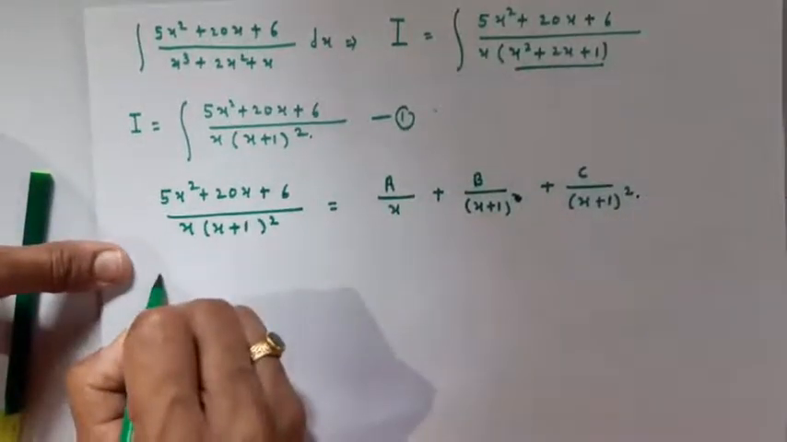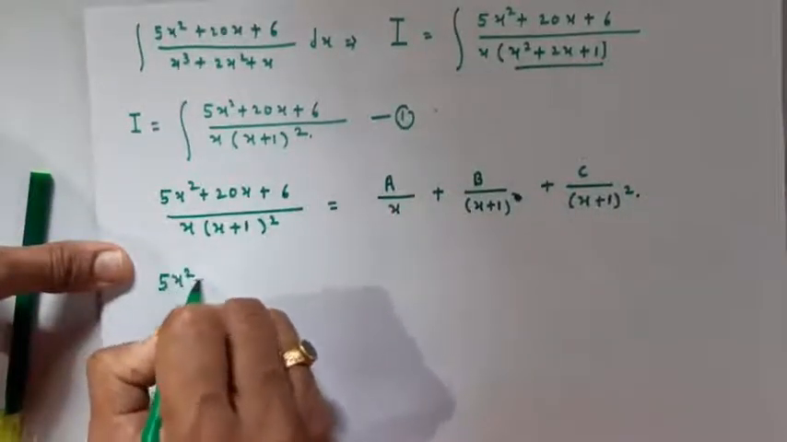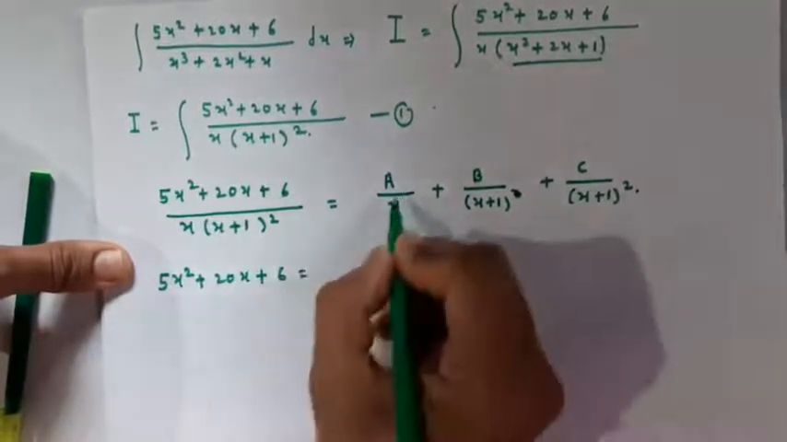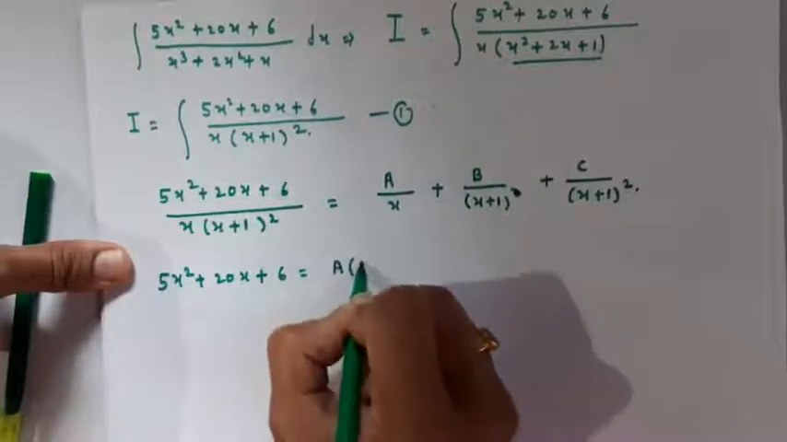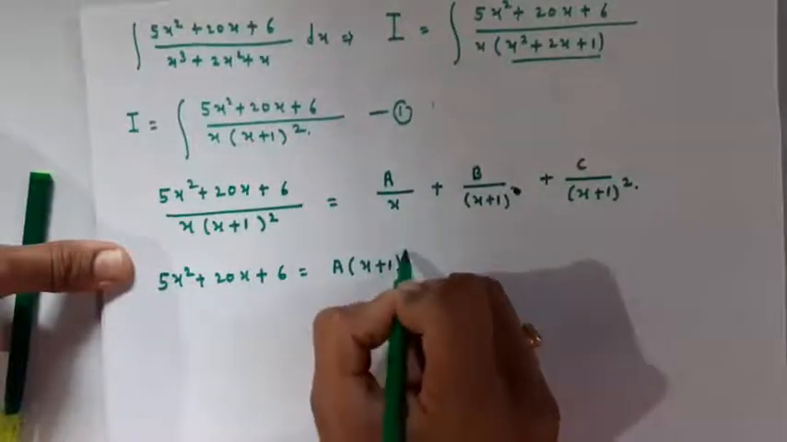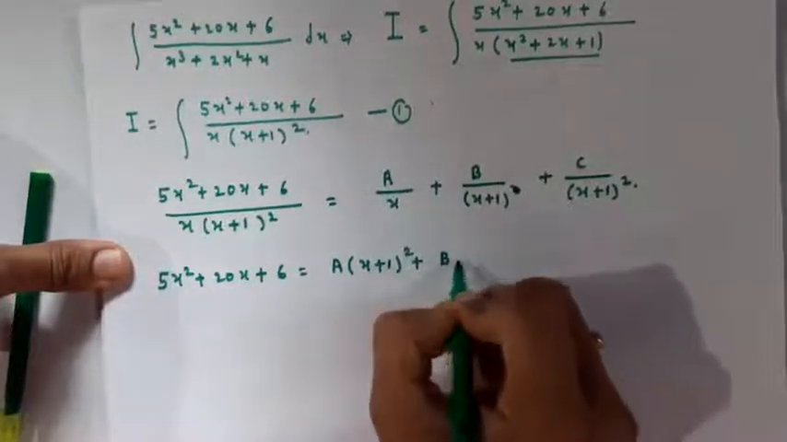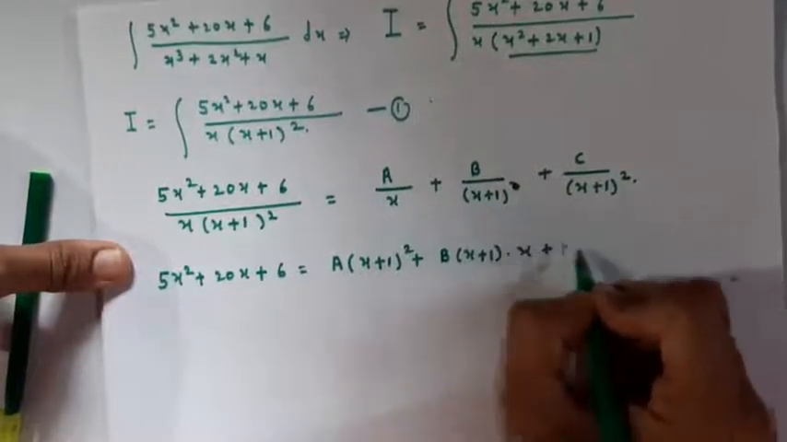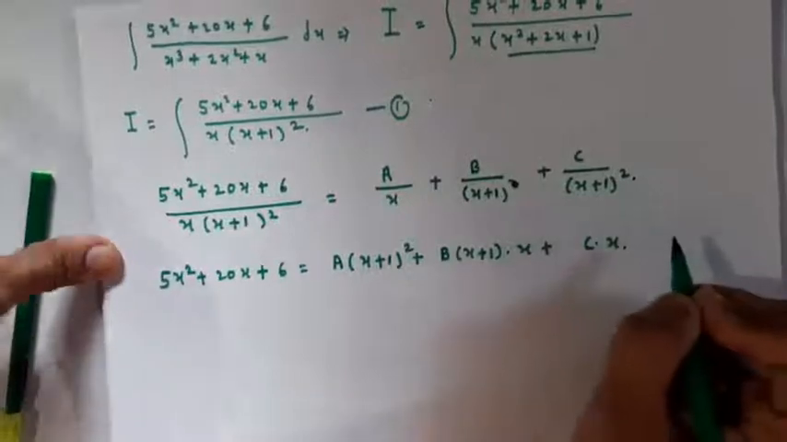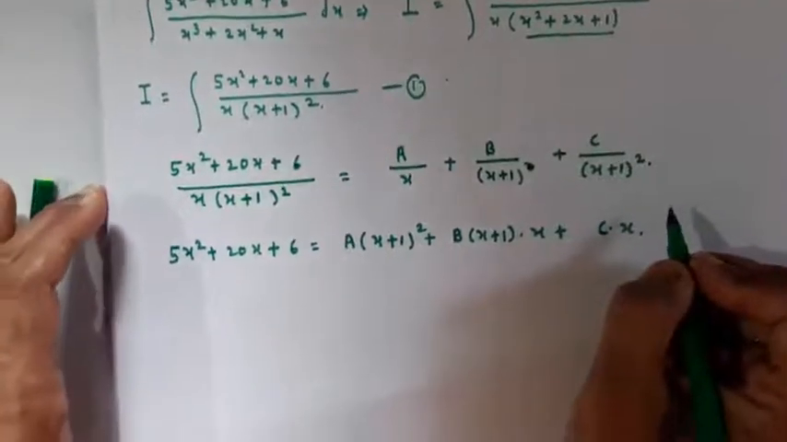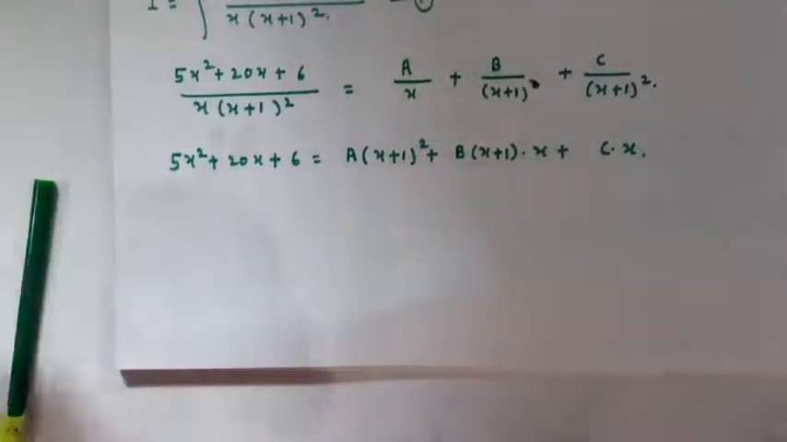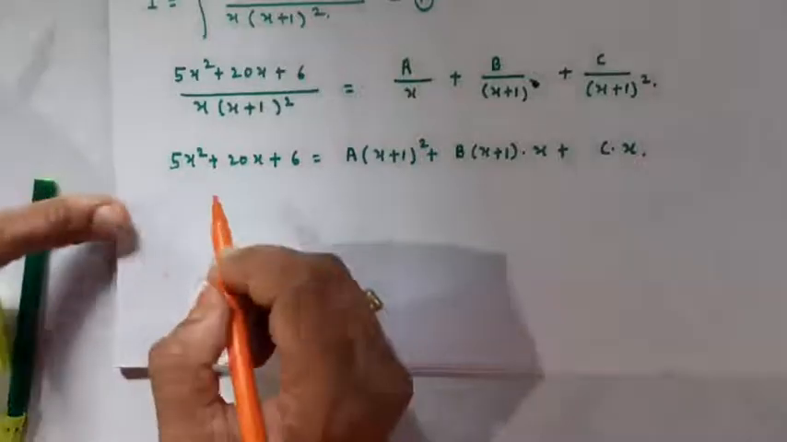Now by taking the LCM of the denominators, we can write this as a into x plus 1 whole square plus b into x plus 1 into x plus c into x. In this way we will solve. Now by taking values of x, find out the values of a, b, c.